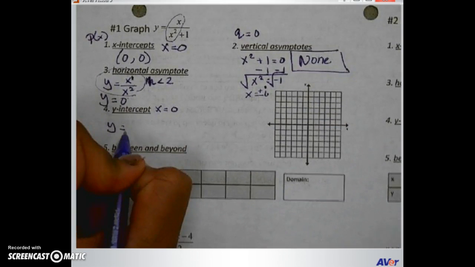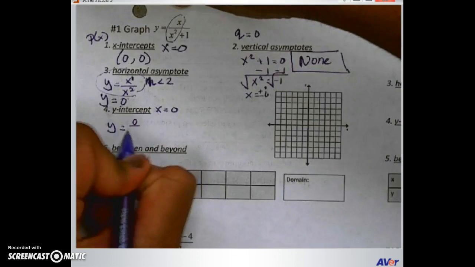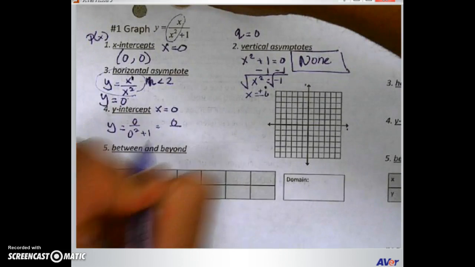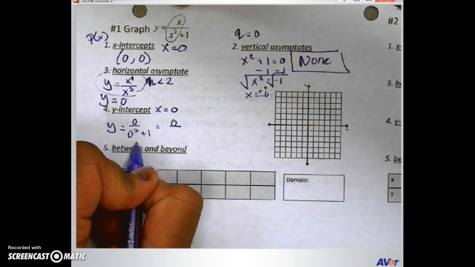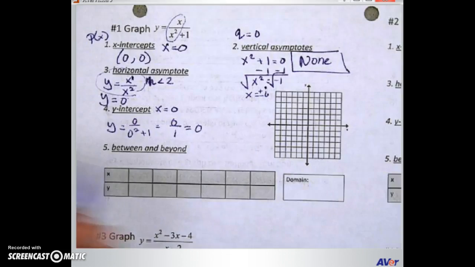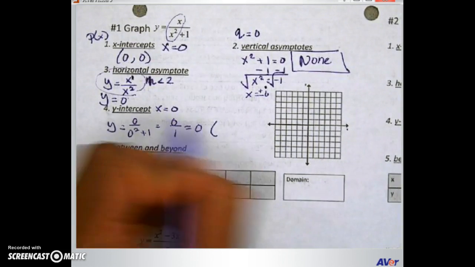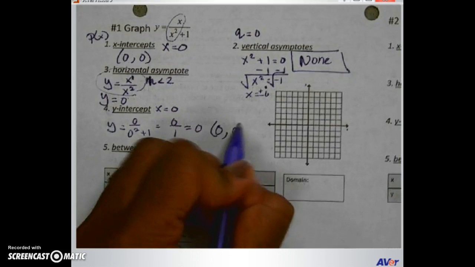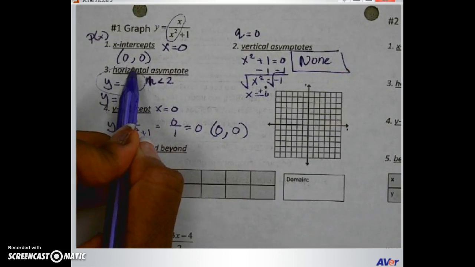So I'm going to plug in 0 over 0 squared plus 1. 0 over, well, 0 squared is 0, plus 1 is 1. So this would be 0. So the x-intercept, the x part is 0, the y part is 0 as well. We kind of knew that though because this was 0, 0.